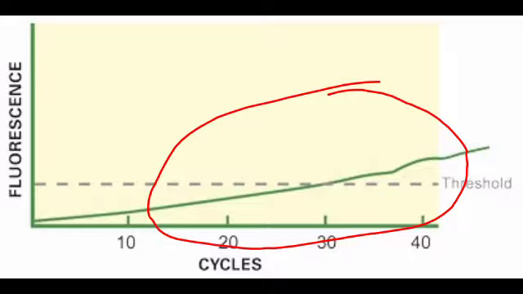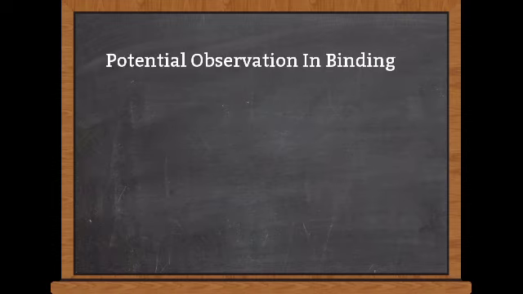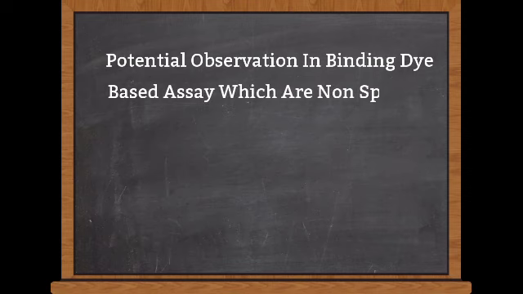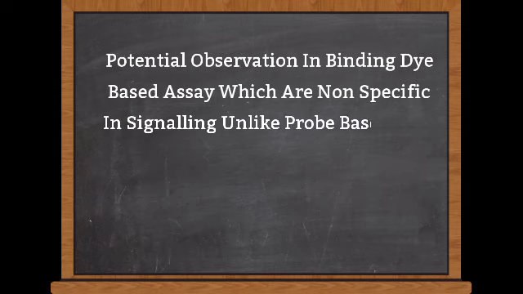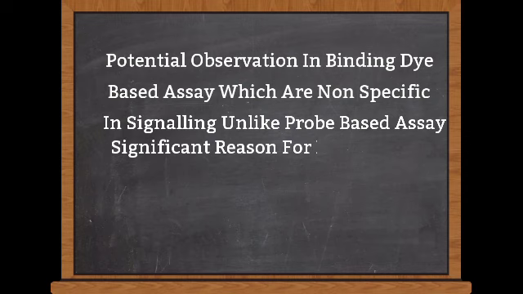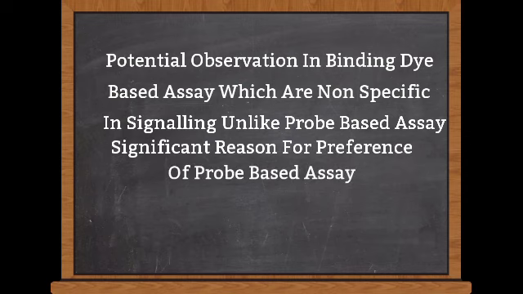Again, an important point to be noted is that this would be a potential observation in binding dye-based assays rather than probe-based assays, which are not specific in signaling only signal from desired target sequences. This is one of the significant reasons for preference of probe-based assays over binding dye-based assays, as this type of error is effectively swept under the carpet.